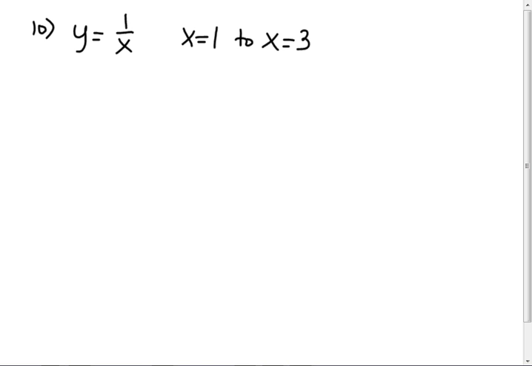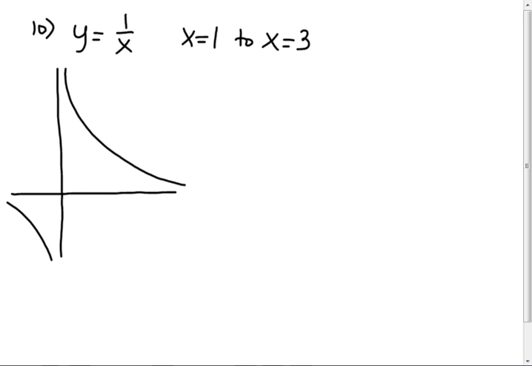It's even better than putting little trapezoids under the curve, which we'll do. Okay, you guys remember what this looks like? The answer should be yes. This is on your sheet. This is a hyperbola. And I want from x equals 1 to x equals 3.